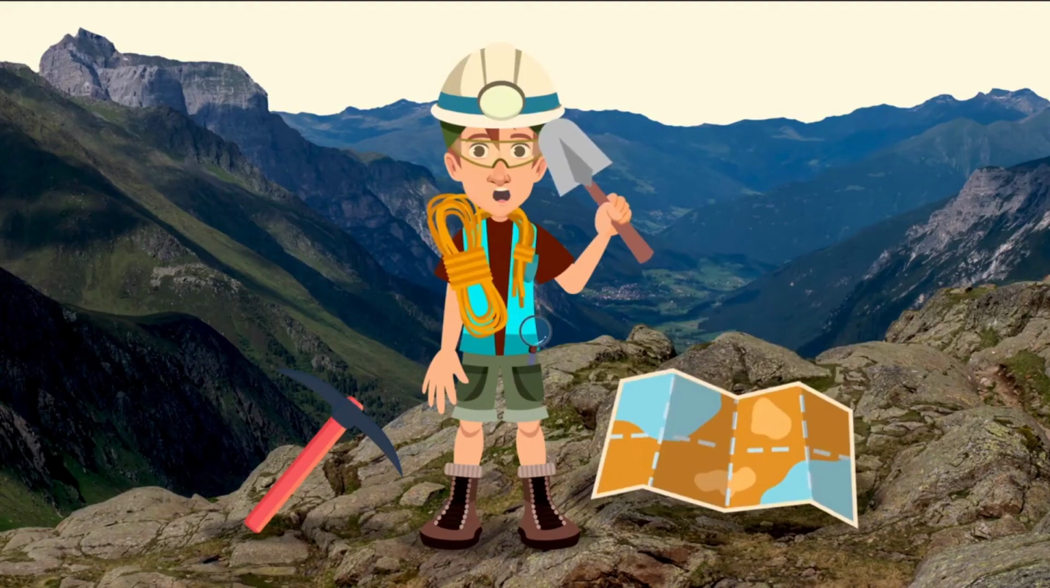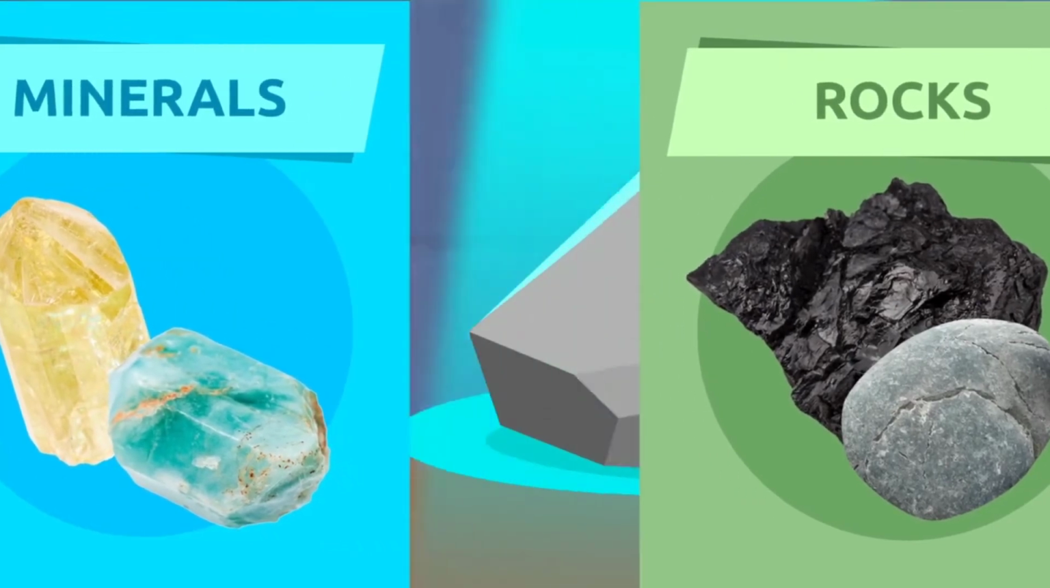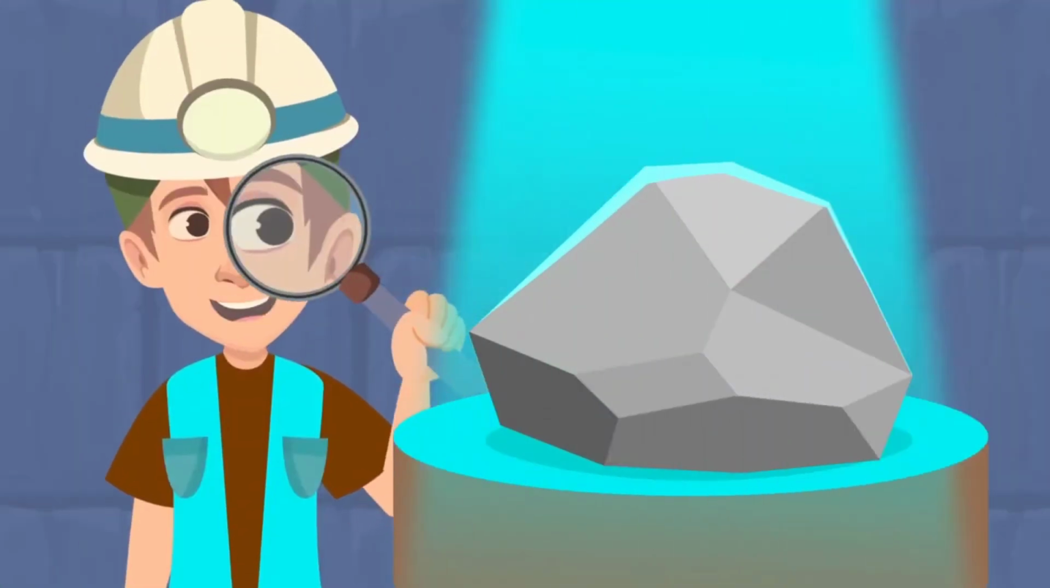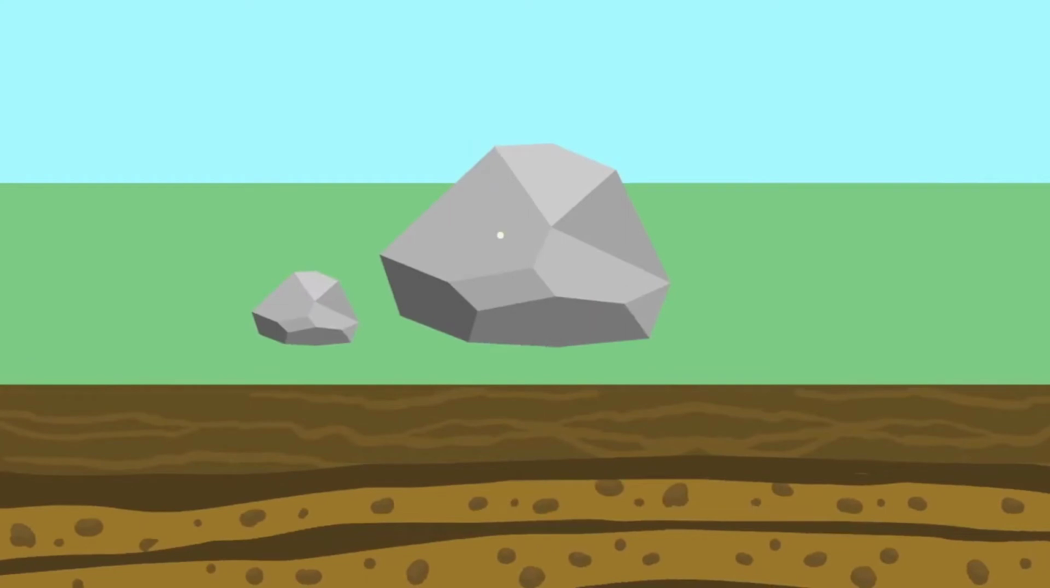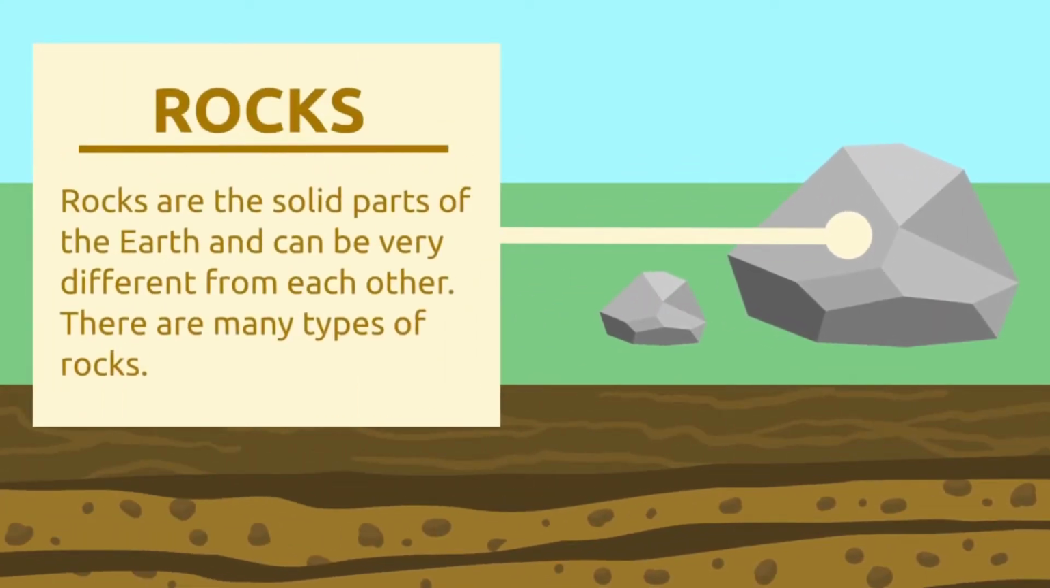Right, today we're going to learn everything about minerals and rocks. Look at this stone. I've never seen one like this before. You know what? It's a rock, though sometimes we also call them stones. Rocks are the solid parts of the earth and can be very different from each other. There are many types of rocks.